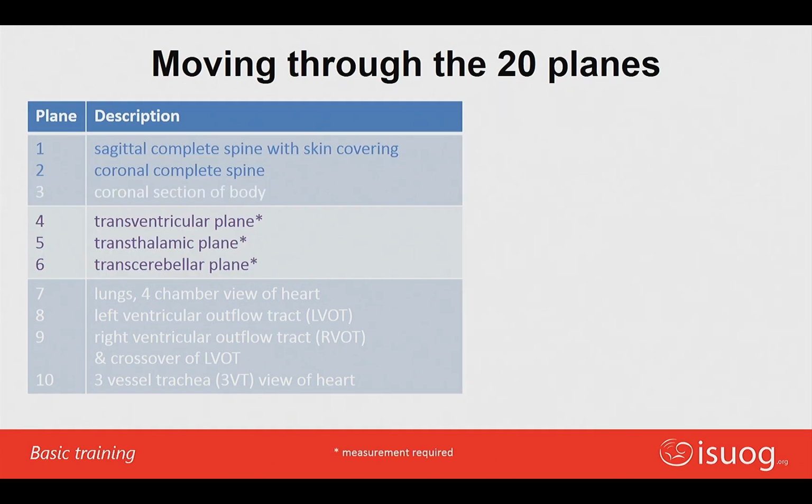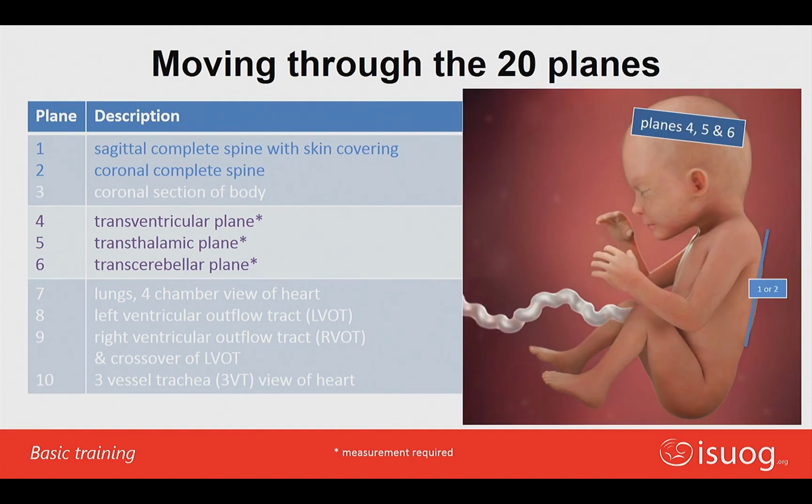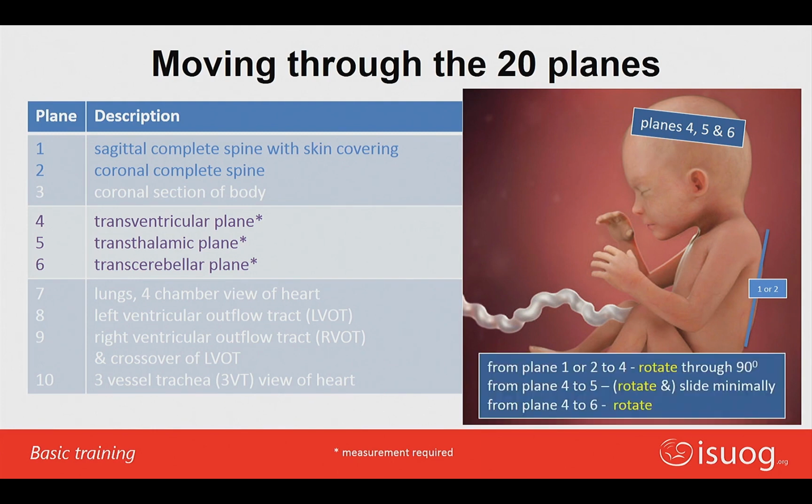So to achieve planes 4, 5, and 6, we now know where the baby's lying, and we can achieve either a coronal or a sagittal section of the baby's spine. Because we're going to look at the head in cross-section, we're going to rotate our probe through 90 degrees to achieve plane 4 in the baby's head. Plane 4 to plane 5 is a sliding movement.